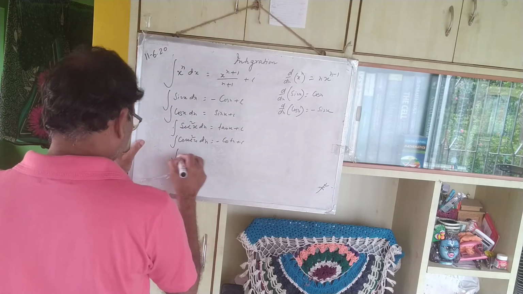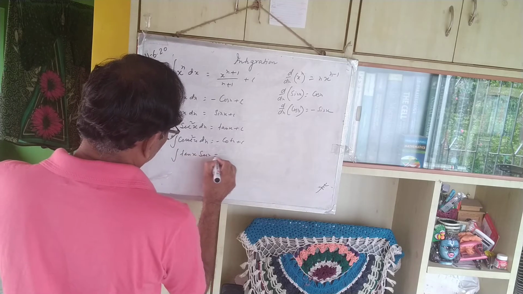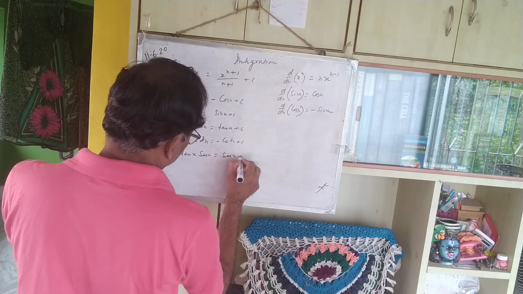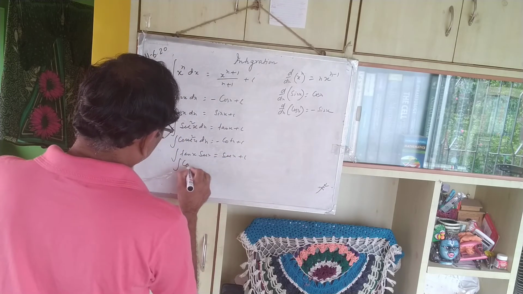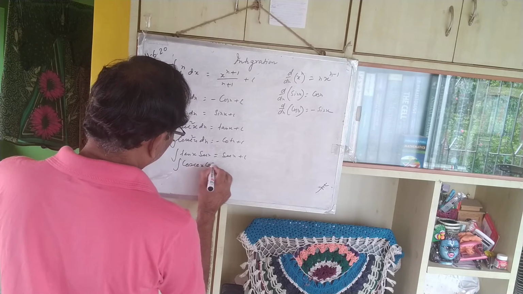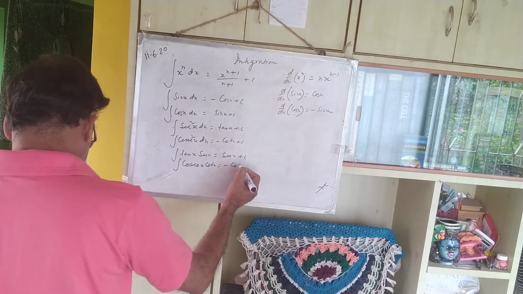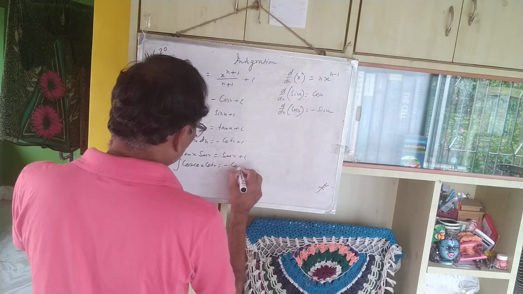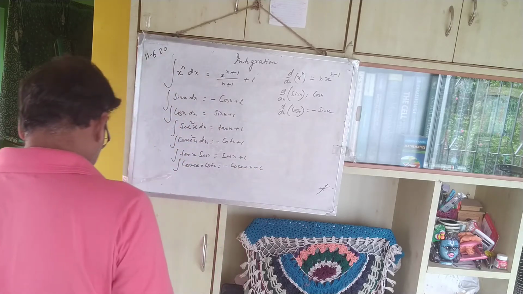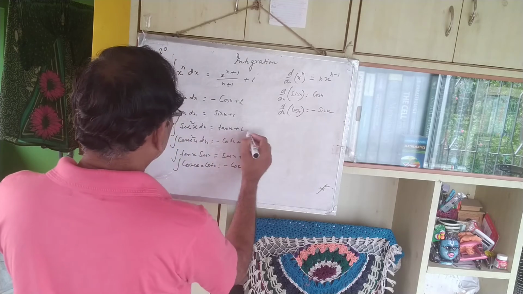Integration of sec x tan x is sec x plus c. Integration of cosec x cot x is minus cosec x plus c, where c is an arbitrary constant.